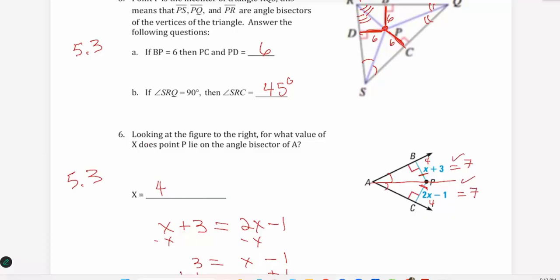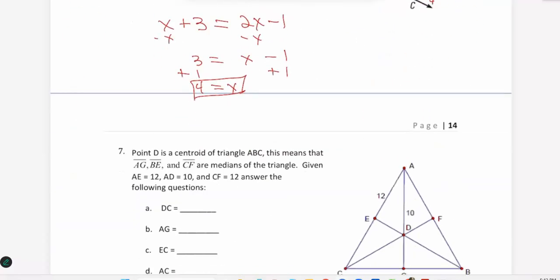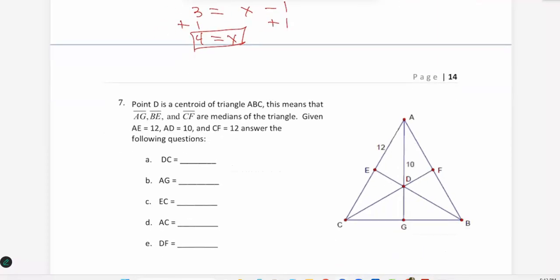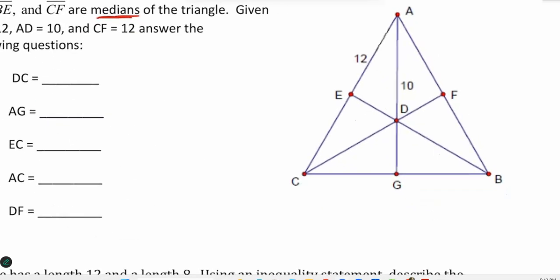So that works. Okay, so that was good. Now we're talking about a centroid. Centroid is where the medians meet. Now I'm in 5.4. Okay, so what happens there?